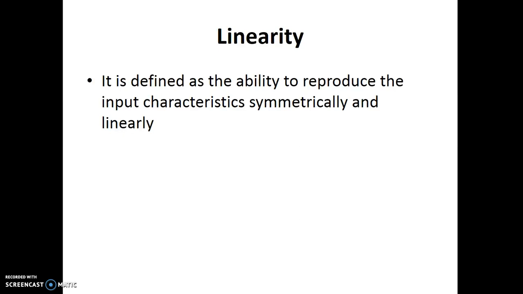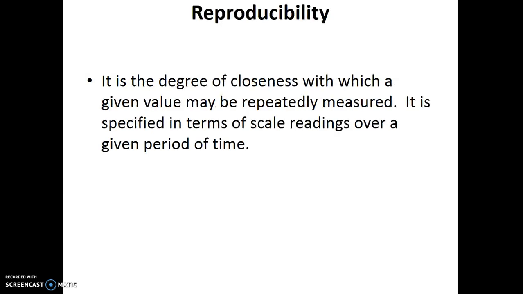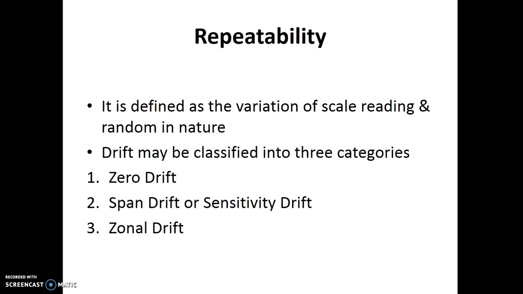Next characteristic is linearity. Linearity is defined as the ability to reproduce the input characteristics symmetrically and linearly. Next characteristic is reproducibility. It is the degree of closeness with which a given value may be repeatedly measured. It is specified in terms of scale readings over a given period of time. It is defined as the variation of scale reading and random in nature.